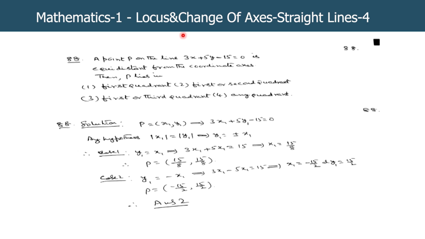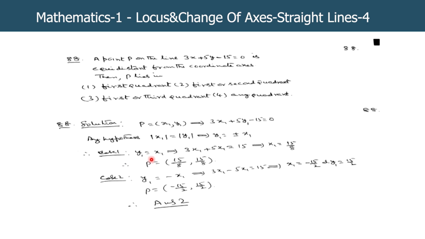A point P on the line 3x + 5y - 15 = 0 is equidistant from the coordinate axes. Then P lies in: 1, first quadrant; 2, first or second quadrant; 3, first or third quadrant; 4, any quadrant. Suppose P(x1, y1) is the point and lies on the given line, so 3x1 + 5y1 - 15 = 0. Now again |x1| = |y1| because it is equidistant from both axes, which implies y1 = ±x1.